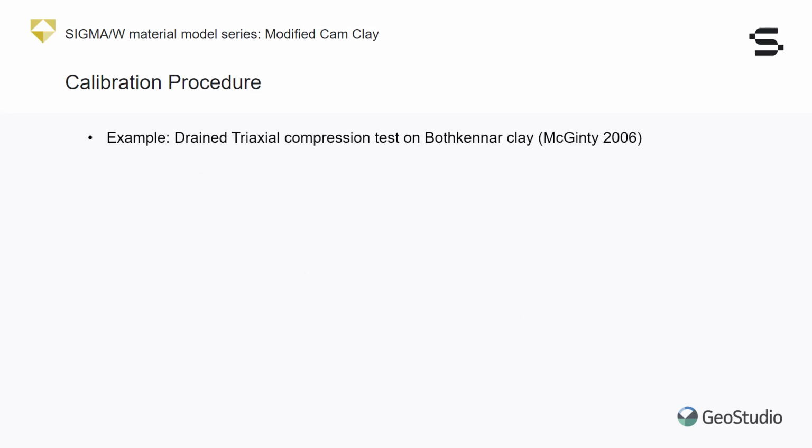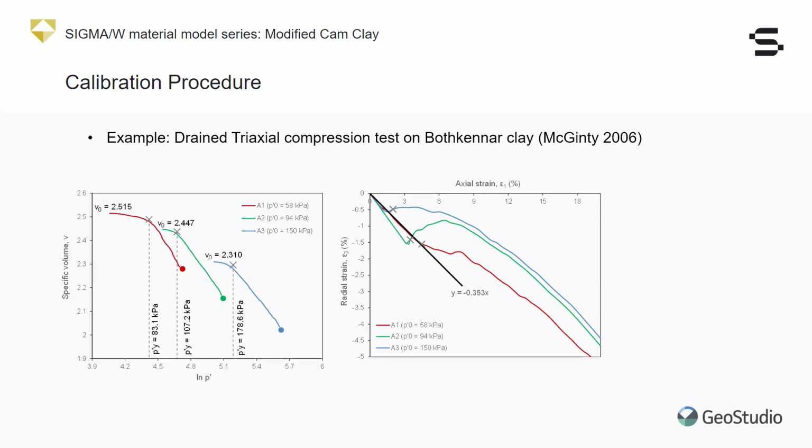Let us apply this final step to the Bothkner clay triaxial test data. The yield points of the samples have already been detected in the previous steps and are marked with an X in these figures. As can be seen from the figure on the right, the sample response in this space is almost linear before reaching the yield surface, while nonlinear behavior begins after yielding.